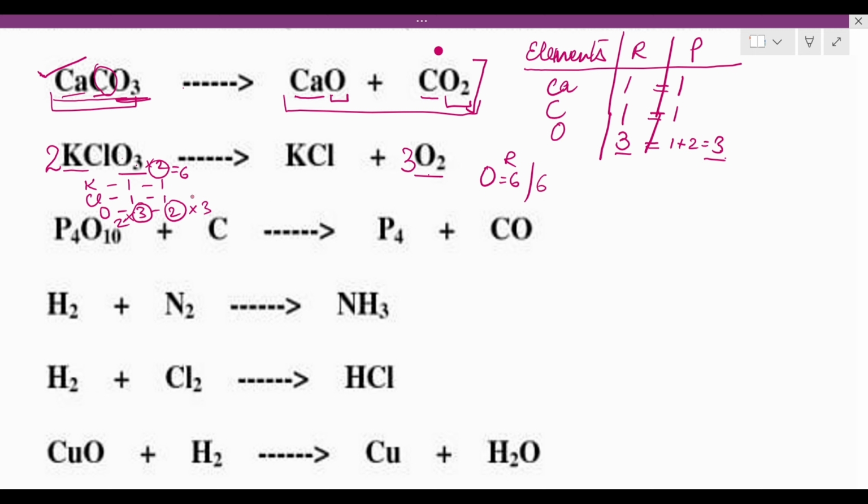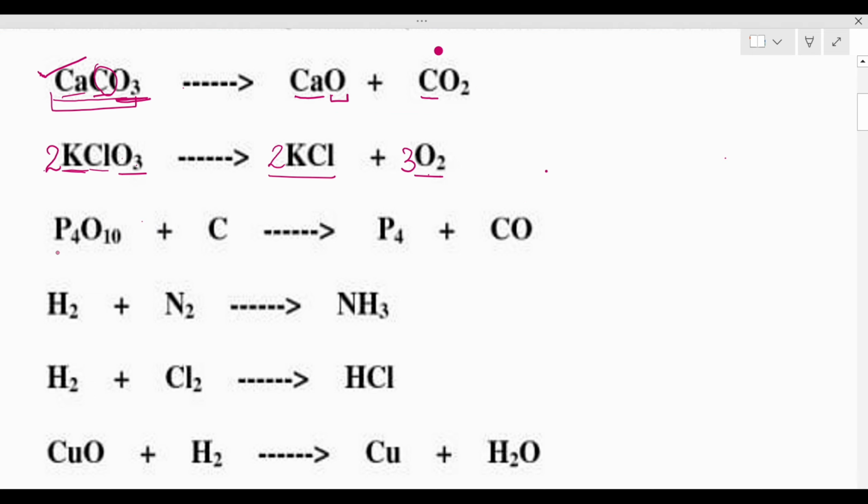But now there's one more problem. The number of potassium and chlorine has also increased to 2. So we can simply write the number of K is 2, Cl is 2. We can simply write down 2 as a multiplicand for KCl. So you can see the equation is balanced now.